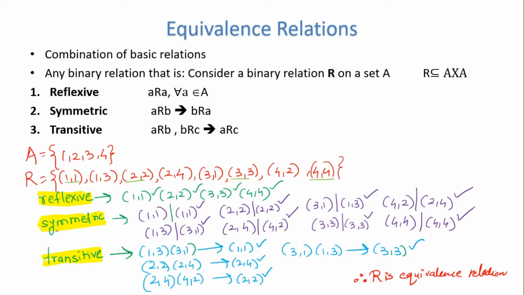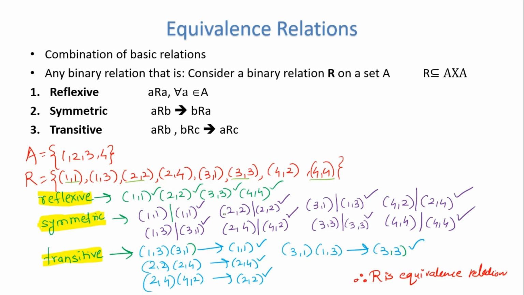For making my relation symmetric, I should have for each and every element in my relation its mirror image in the relation itself. Then my relation will become a symmetric relation. Now I am checking for each and every element. For (1,1), the mirror image is that element itself, that is present in my relation.